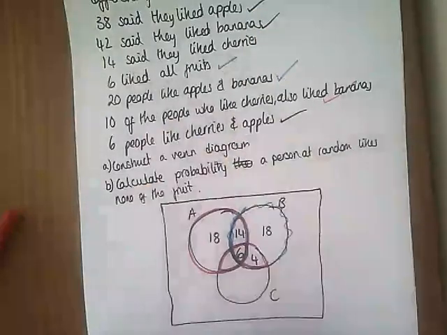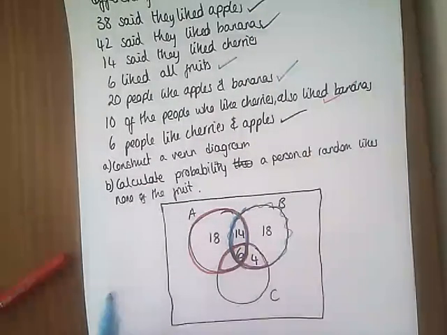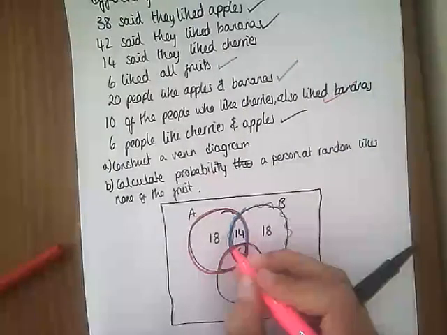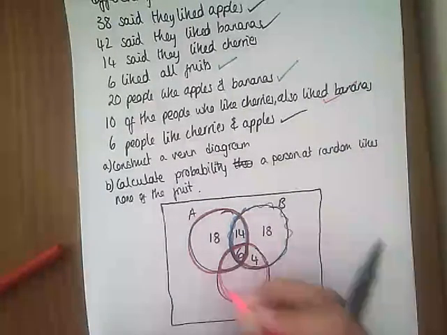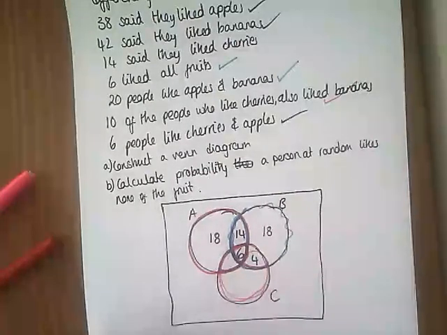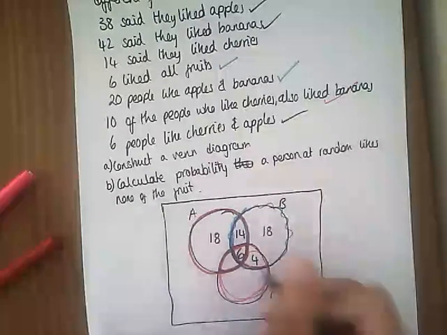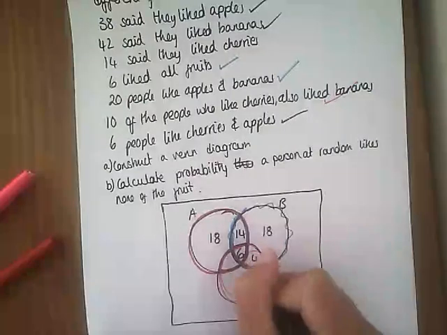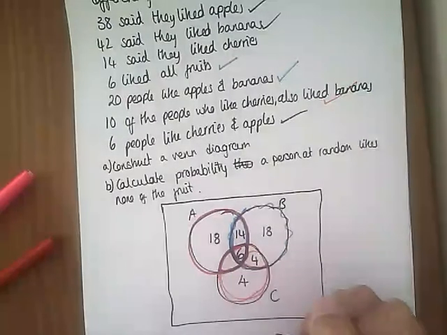14 people said they liked cherries, so that means the whole of our cherry circle has to add to 14. Well, we've got 6 and 4, that makes 10. So 14 take away 10 is going to be 4. So 4 people only like cherries.